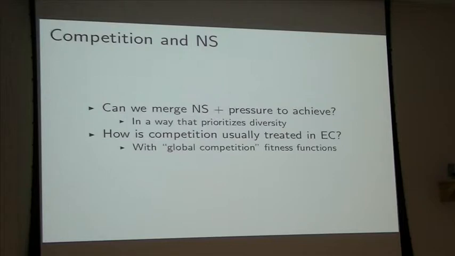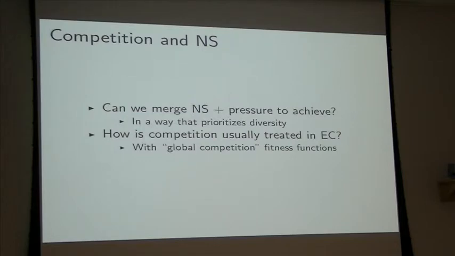And maybe getting closer to a more realistic abstraction of evolution, maybe merging some pressure for novelty with some pressure to achieve. So there really is some kind of optimization going on in evolution, that individuals are selected based on how well they can outcompete other organisms. But can we merge these two ideas in a way that prioritizes diversity, so that we can still have an explosion of really interesting diverse things coming out of the search process?